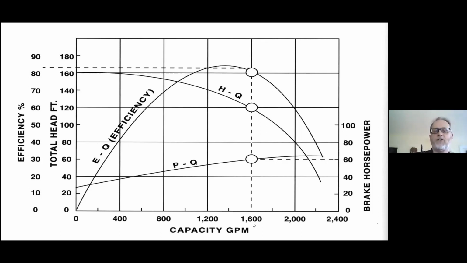So again, 1,600 gallons a minute. Okay, where are we? Well, we don't want to be further down here if we're trying to move too much water or too little. So, all right, we've got a pump that will be basically 85%, 82% effective at 1,600 gallons a minute. And at that point, the power to flow relationship, we're looking at about 60 horsepower.